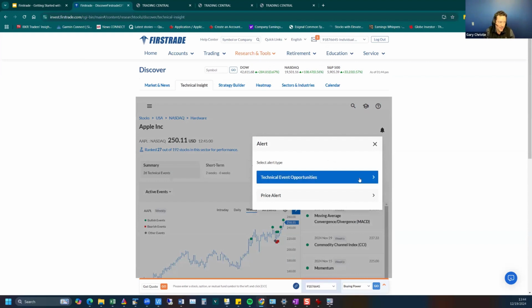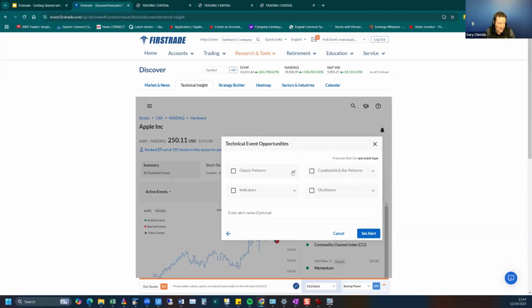I can select technical events. I can select classic patterns. And maybe I only care about bearish ones, so I can deactivate the others. I can go out to all, and we tell you what it is too. It's all bearish, bearish, bearish. I can click on all the bearish patterns just to be alerted when something happens, right?